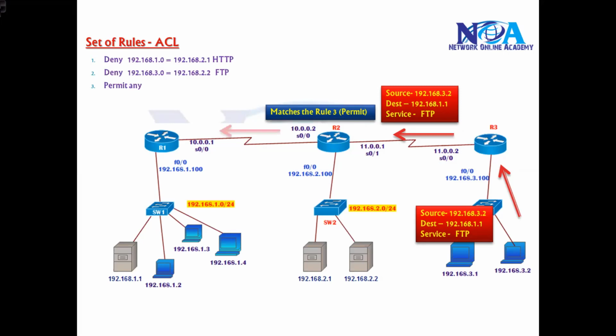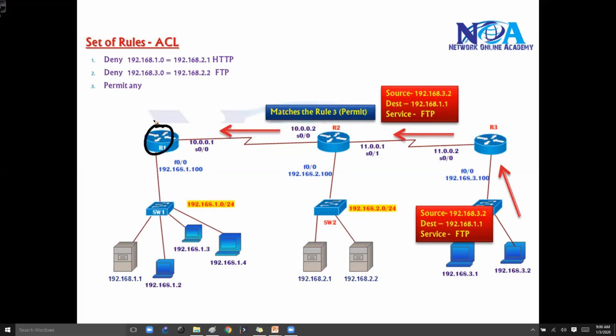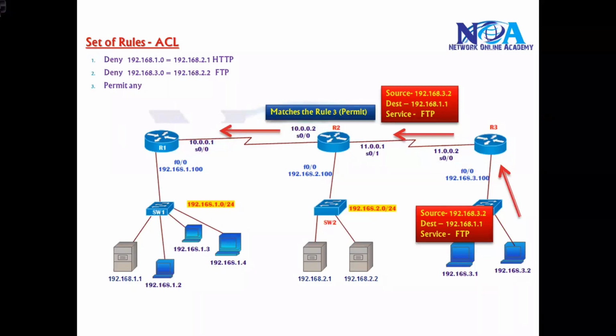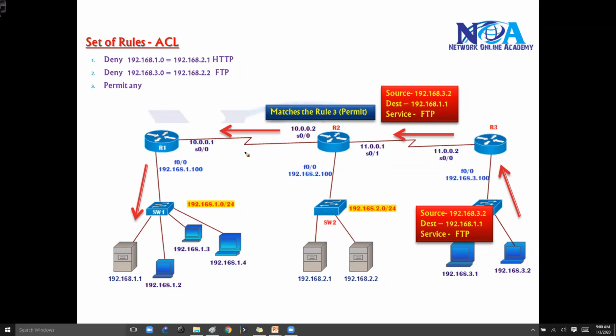So it's going to simply route the packet out of the interface as per the routing table, and then it reaches router 1. And again the same thing. Let's assume if there is an ACL here also, then basically the same process happens there as well. So assuming we don't have any ACL there, router 1 is going to forward it to the destination.